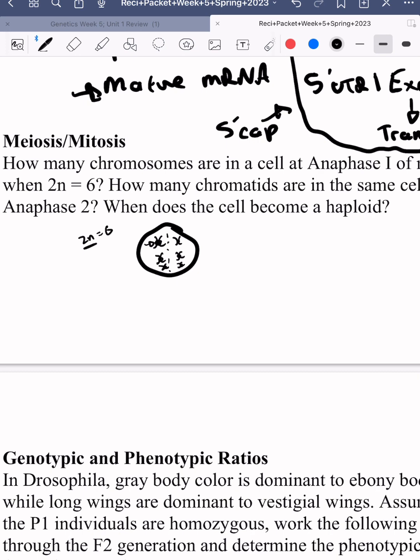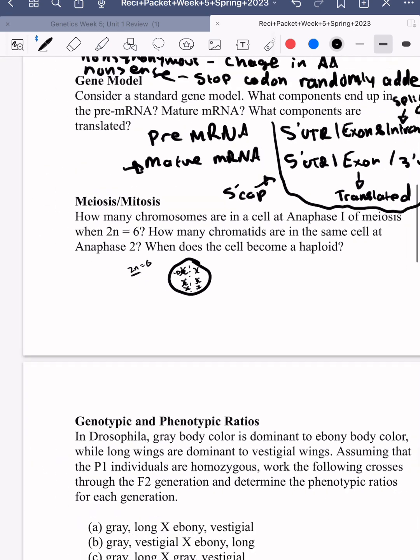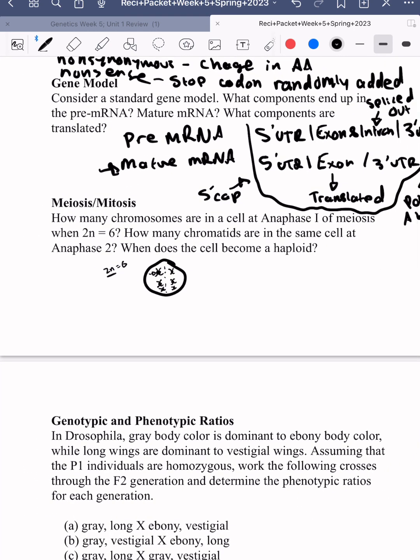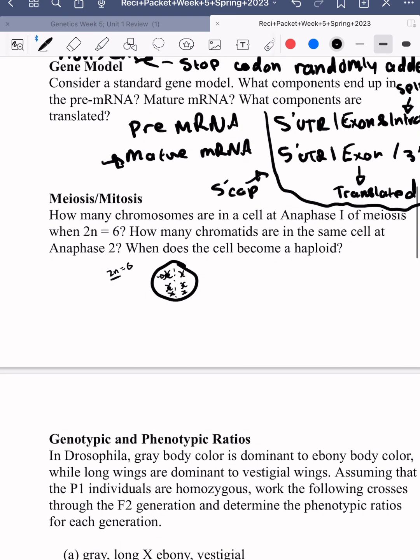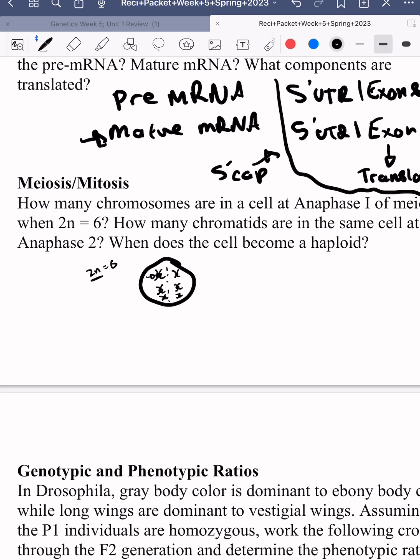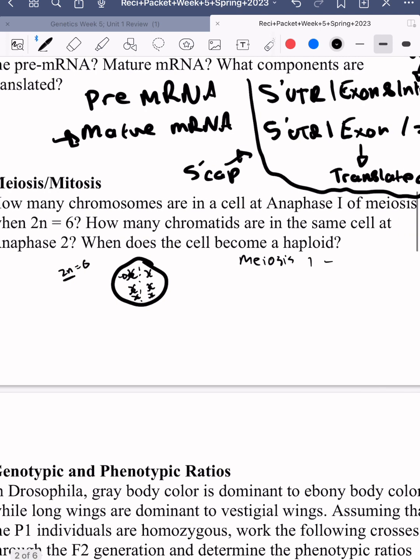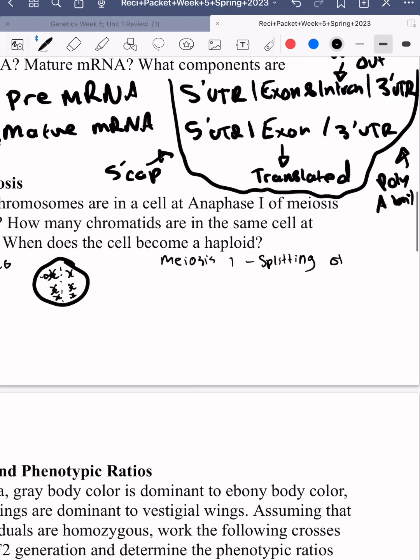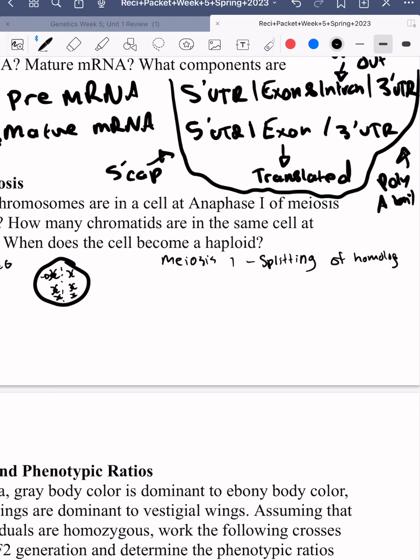Back on to the next question, which is: how many chromosomes are in a cell at the end of phase 1 of meiosis when 2n equals 6? How many chromatids are in the same cell at the end of phase 2? When does the cell become haploid? Alright, so remember, in meiosis you have meiosis 1 and meiosis 2. Meiosis 1 is the splitting of homologous pairs. In meiosis 2, you have the splitting of the sister chromatids.